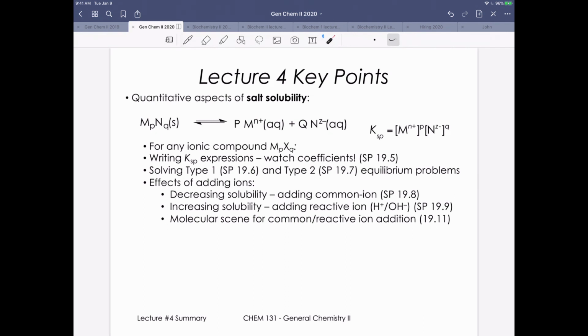All right, so that wraps up our lecture on salt solubility. Again, be able to write a chemical equation for the dissociation, or the partial dissociation and equilibrium, of a salt. KSPs are what we're going to represent there. And think about doing both type 1 and type 2 problems. Make sure to watch your coefficients. And qualitatively, think about how we might add ions. We can have common ion effects. We can have reactive ion effects. And we can think about those as either increasing or decreasing solubility of salts.